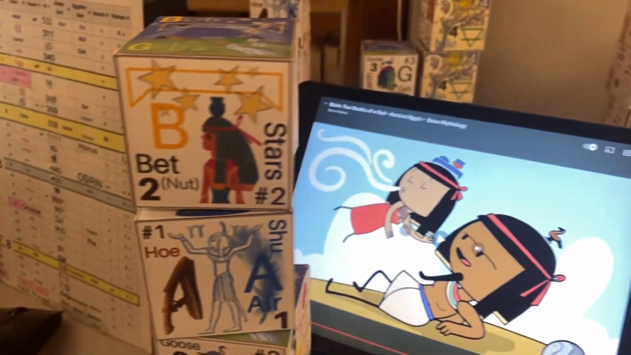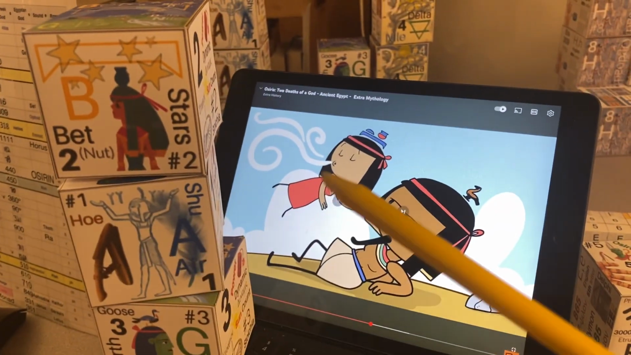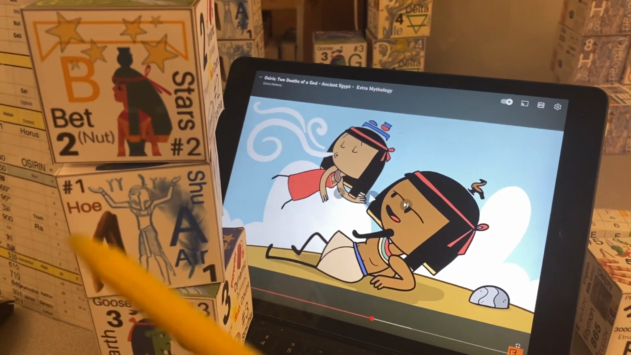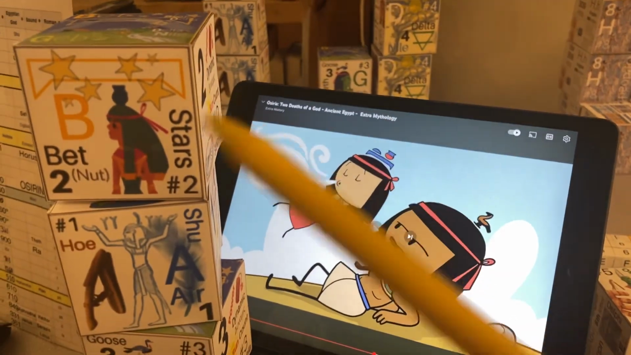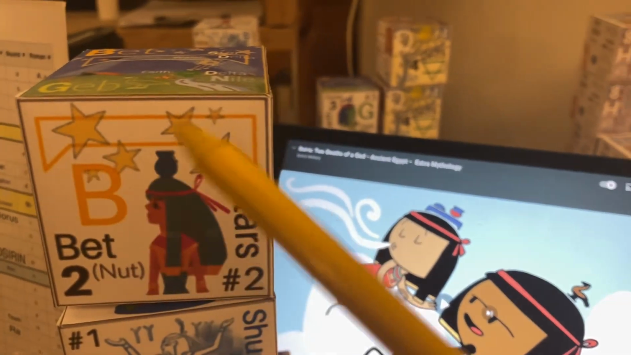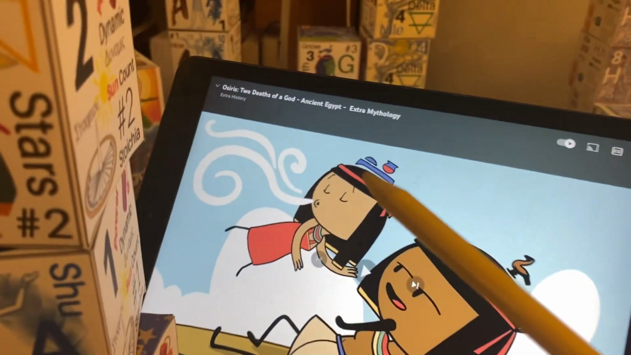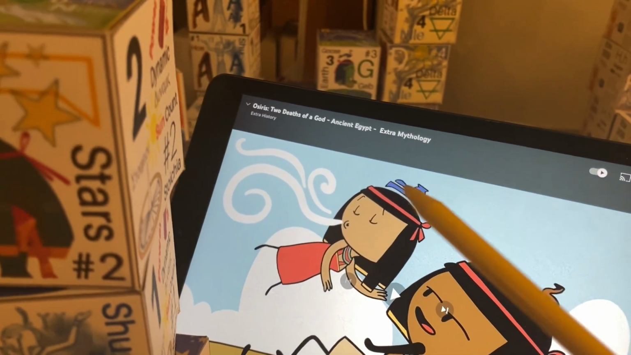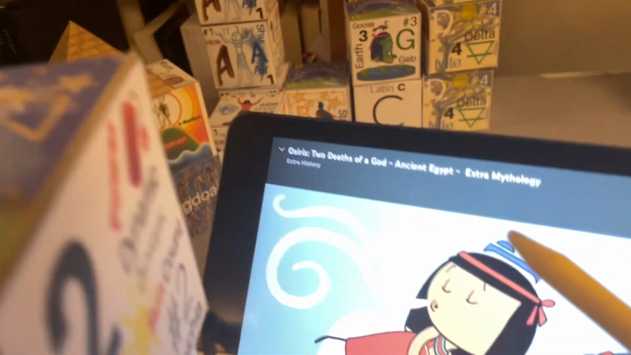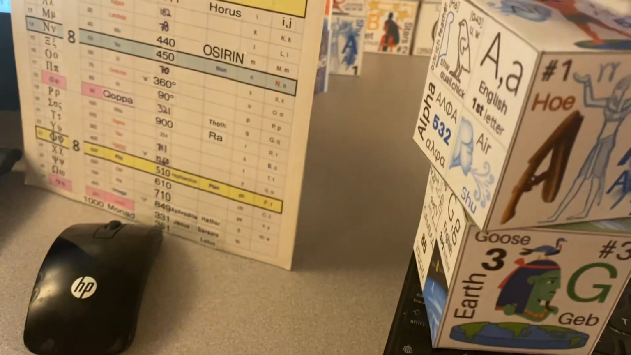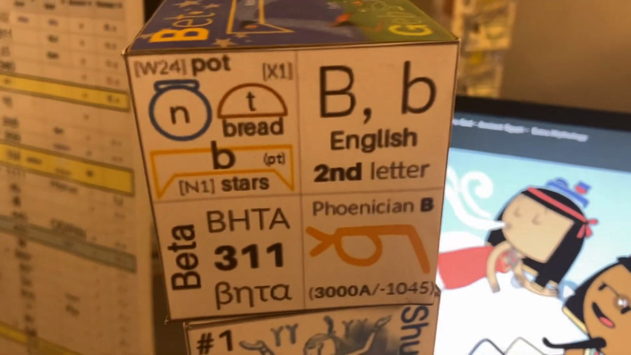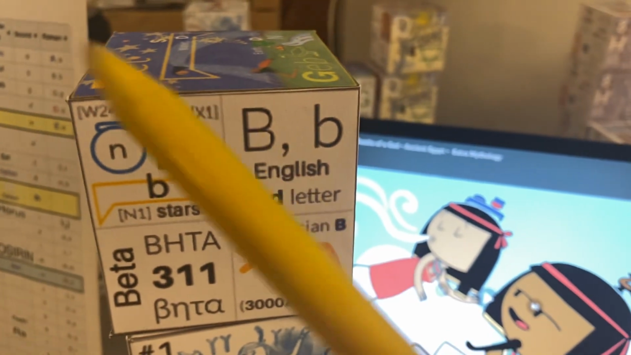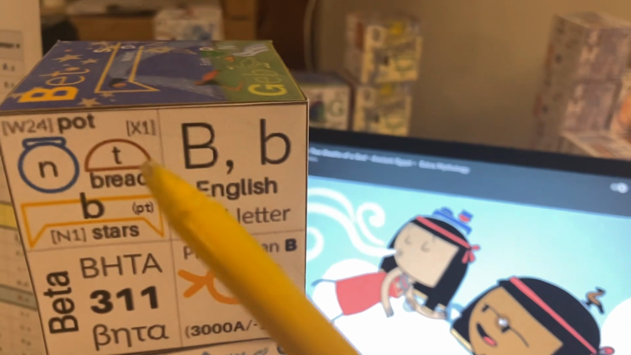Bet. So Shu becomes letter A, and also this symbol is the Ho. And then Bet is the stars, which is this shape here, which you see on top of her head, plus a pot of water, and this is supposedly a piece of bread, which is right here. There are the hieroglyphs: W24, pot of water, bread.